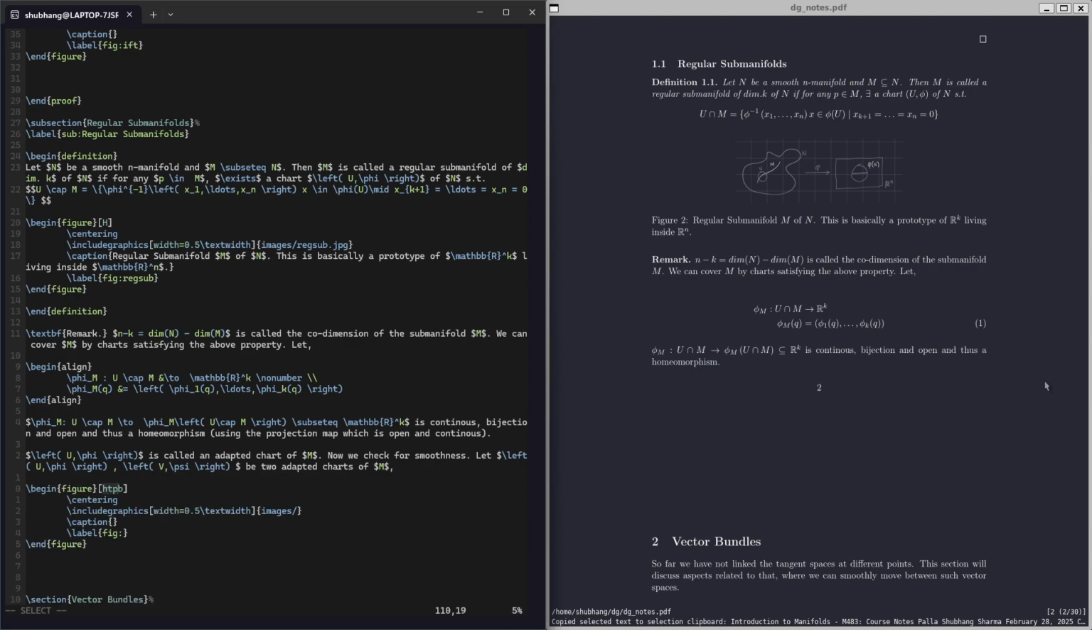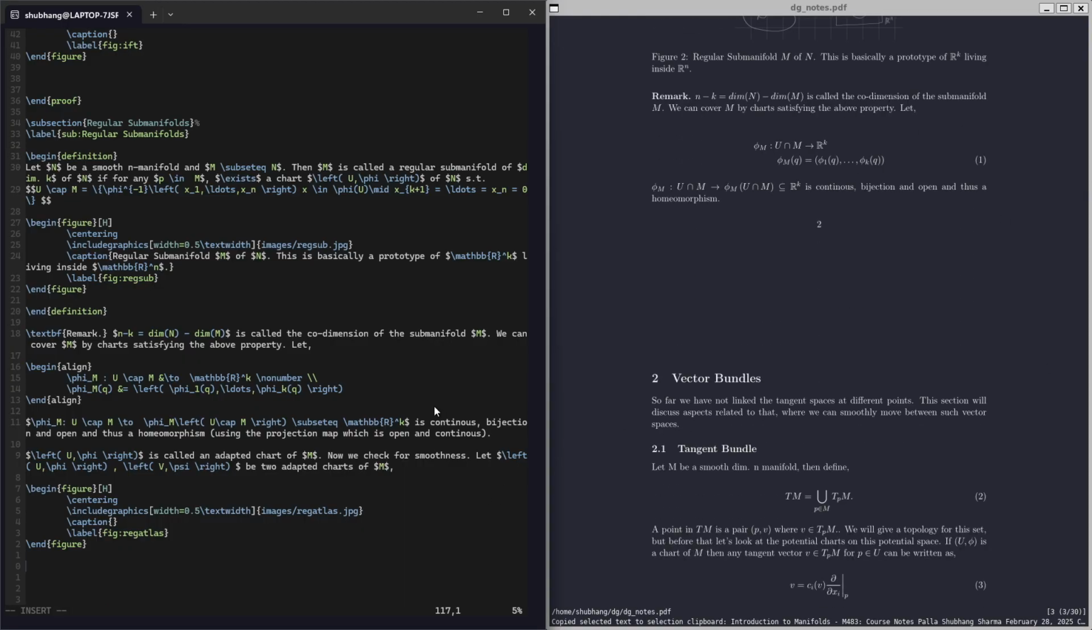So the figure goes here, reg atlas.jpg. So what we want to show is that psi_m composed with phi_m inverse, from phi of U cap V cap M to psi of U cap V cap M, is smooth.